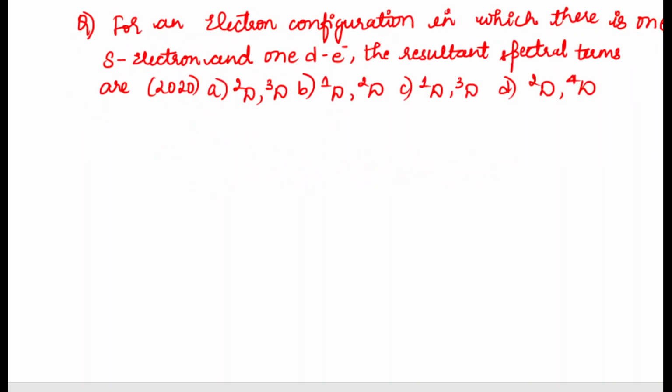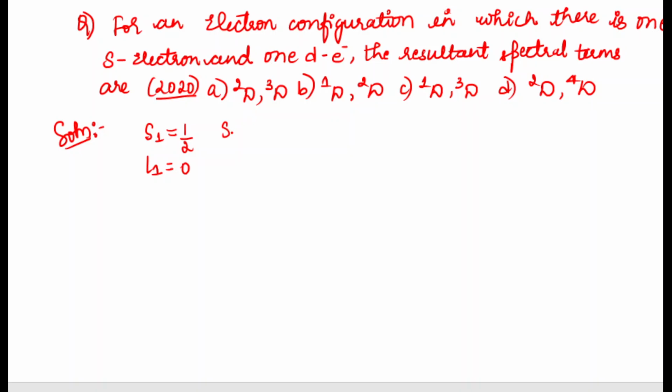What we have in this question: for an electronic configuration in which there is one s electron and one d electron, the resultant spectral terms, which was asked in 2020. One s electron means s1 is equal to half. And what about L1? L1 is equal to 0, since it is an s electron.